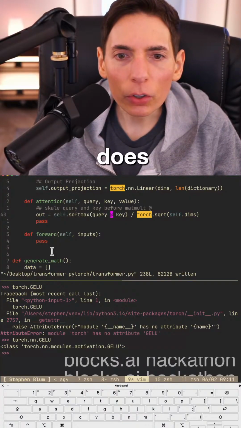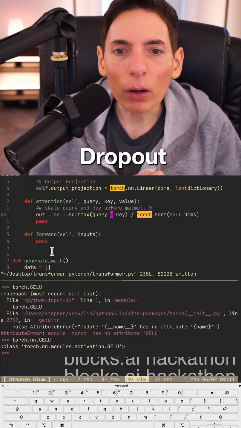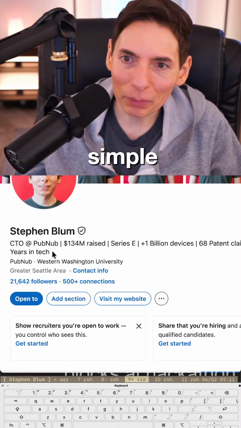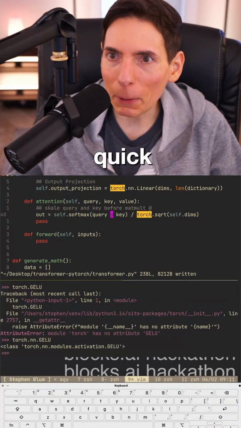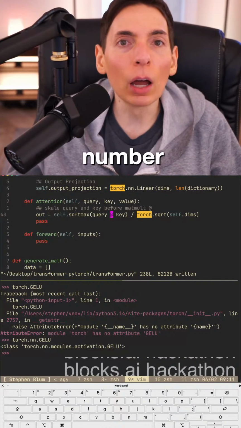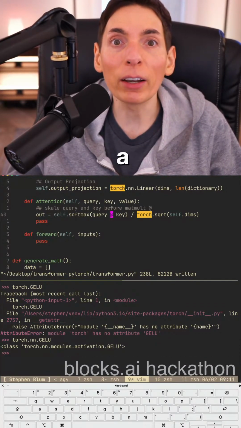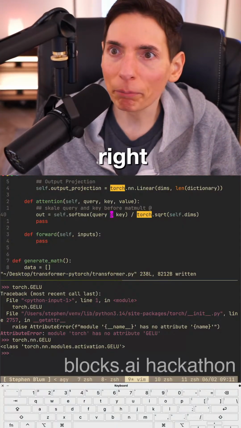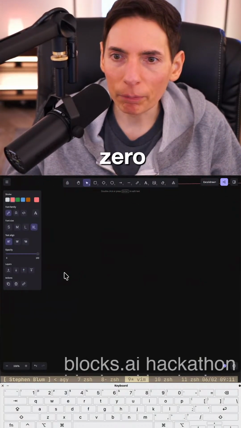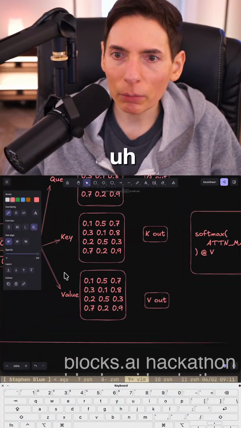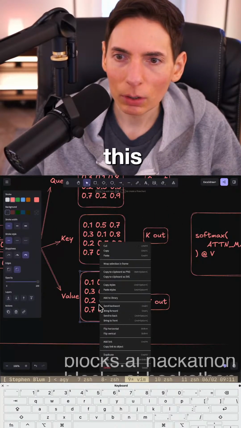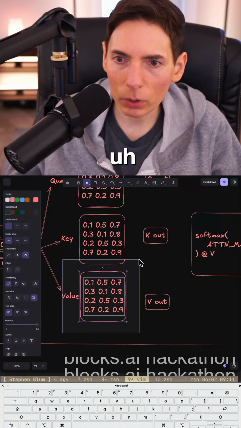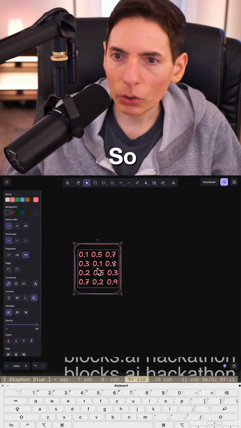What does dropout do? Oh, dropout. Okay, this is really easy. It's really simple. Let's talk about dropout really quick. It basically turns certain numbers to 0 with a random chance. That's really simple, right? Random chance of 0. So say we have a bunch of numbers here. Let's take this. Perfect, okay. So dropout.